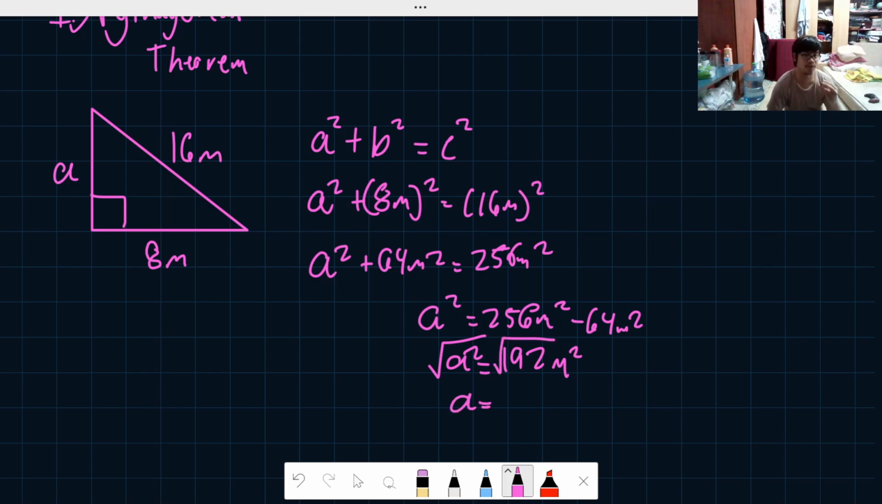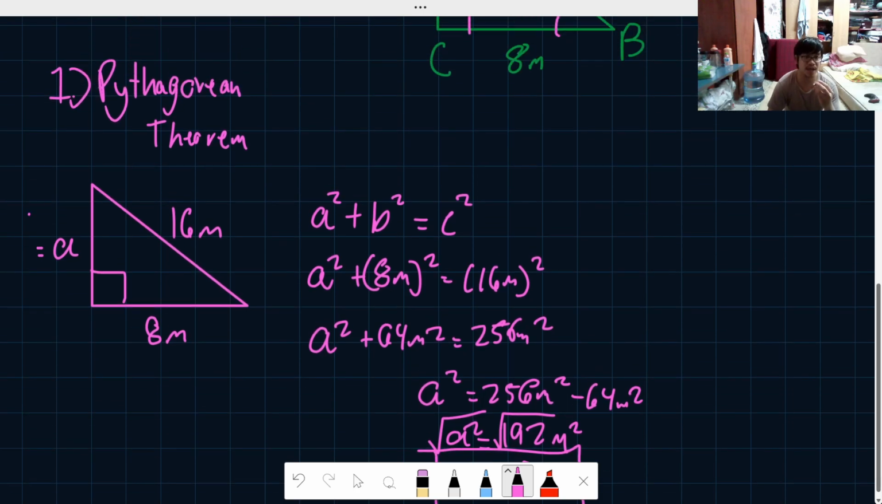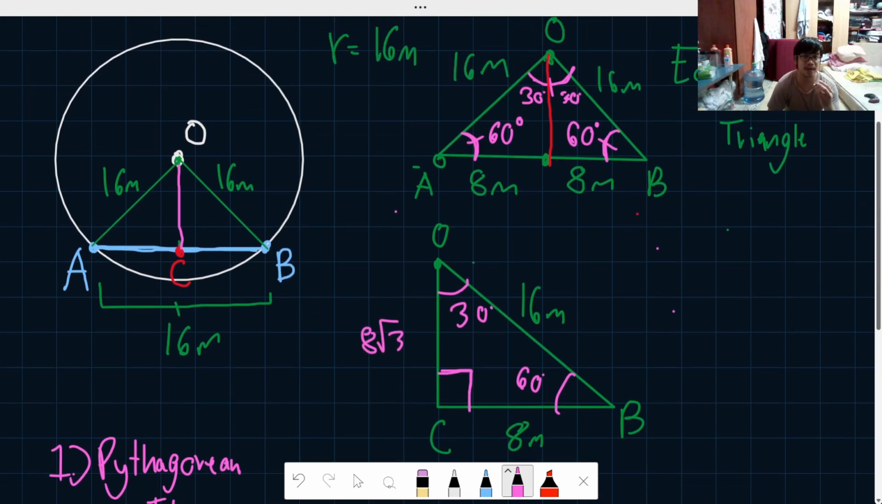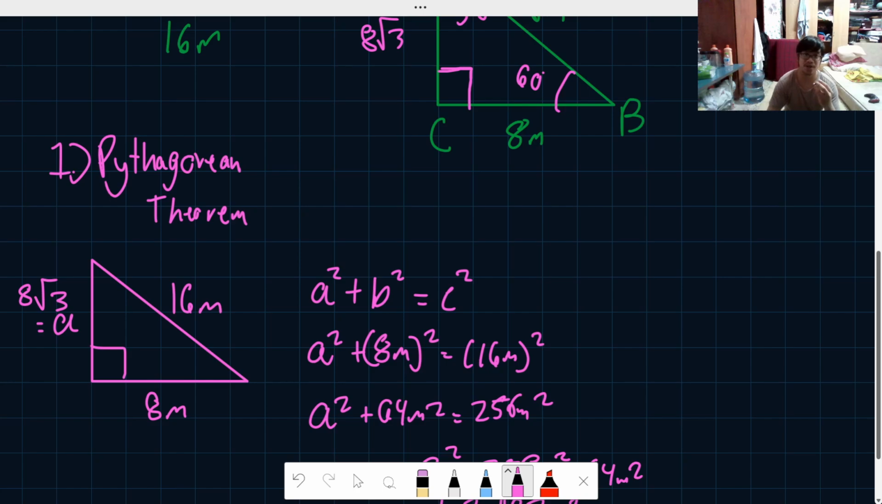Then we take the square root of both sides to find A. The square root of 192 is 8 square root of 3, and that is your answer. So if A is 8 square root of 3 meters, that is our answer. Easy, the Pythagorean theorem.